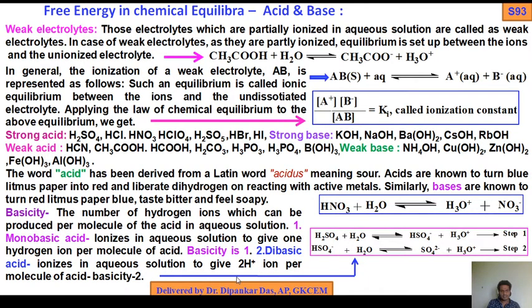Similarly, a dibasic acid gives 2 H plus ions. This H2SO4 in the first step gives 1 H plus. Again HSO4 minus dissociates into SO4 2 minus and H3O plus. So in step 1 it gives H plus, step 2 gives another H plus. So the total number of replaceable hydrogen is 2. That's why the basicity is 2. So this is monobasic acid, dibasic acid, and again tribasic acids.